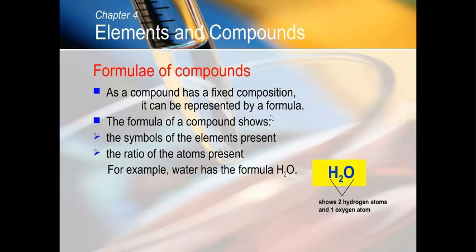For example, water has the formula H2O, which could be represented by H2, and that small 2 represents two hydrogen atoms, and the O by itself, which is the symbol for oxygen, illustrates that it has two hydrogen atoms and one oxygen atom.